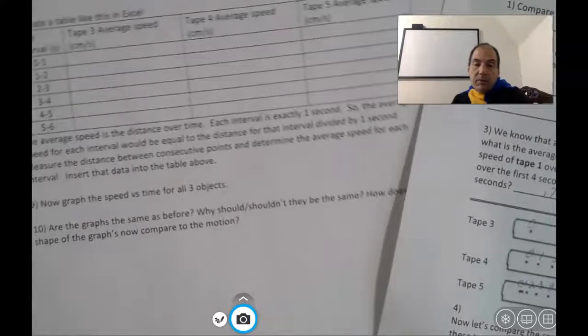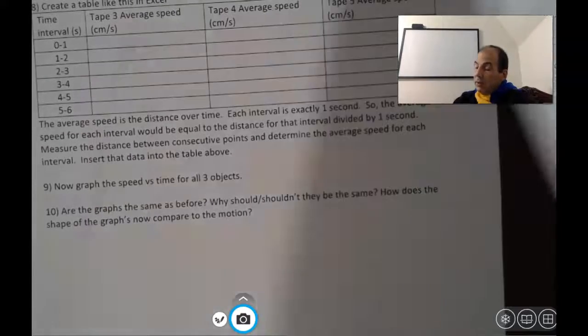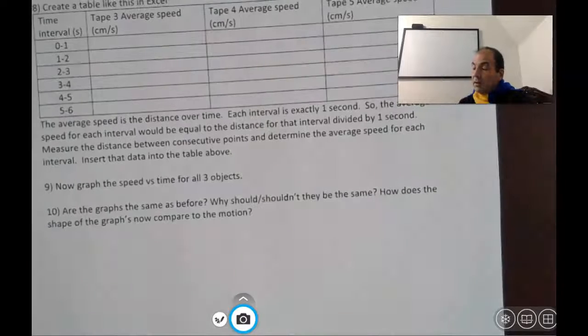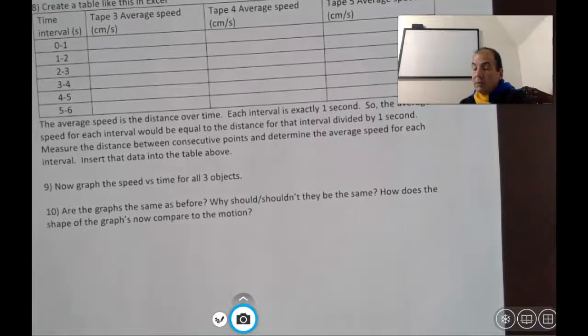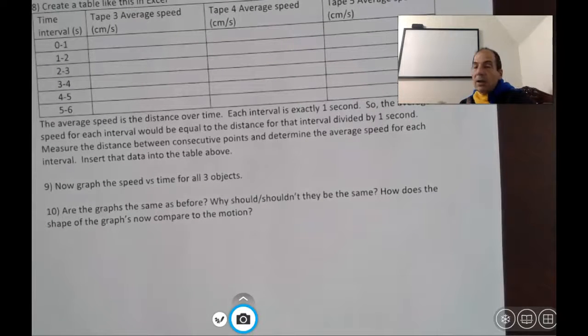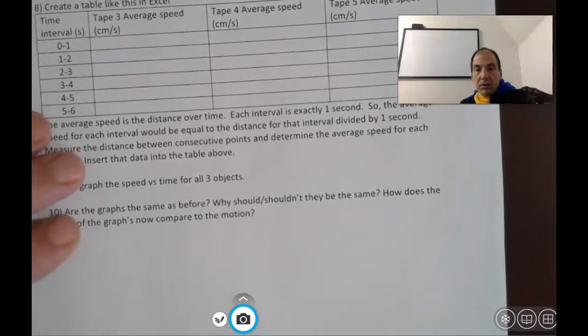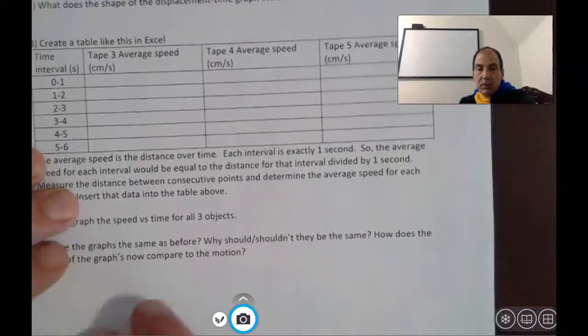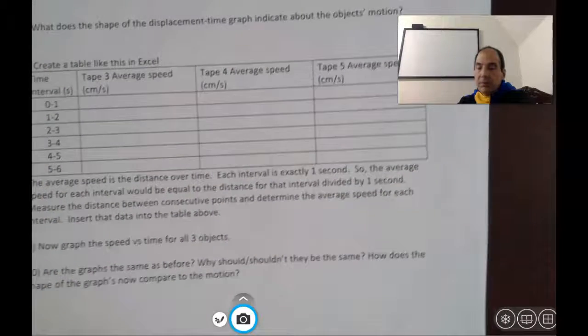Are the graphs the same as before? Should they or shouldn't they be? How does the shape of the graph now compare to the motion? I'm not going to answer that question for you. I'm just trying to explain what you need to do here for this assignment.